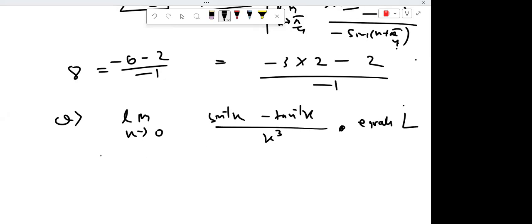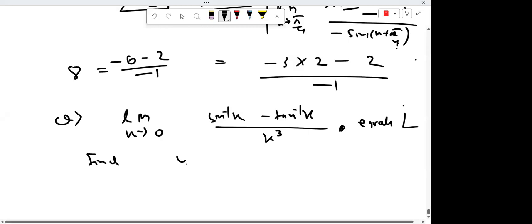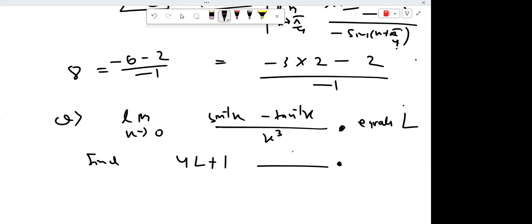We are saying this equals L. Find 4L plus 1. This came as an integer type question, and this is a 2023 question, I guess.